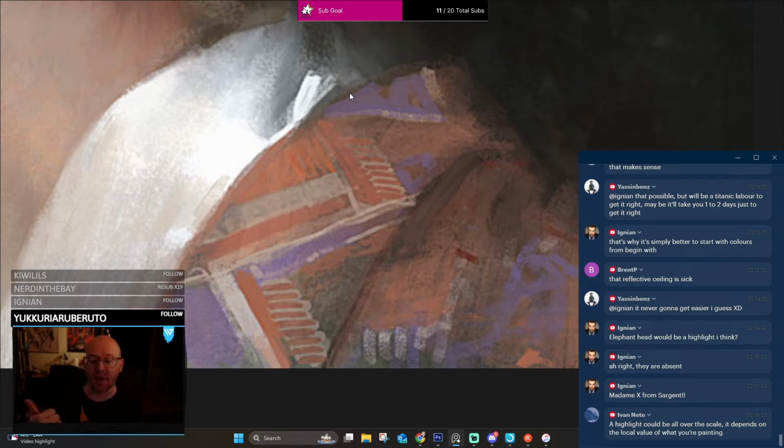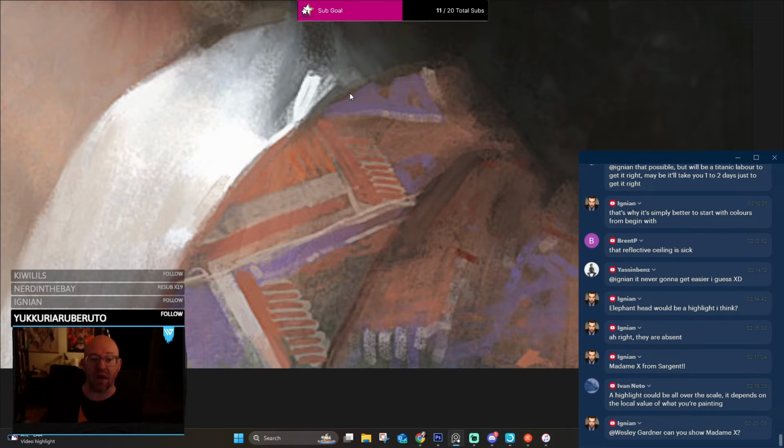Exactly. And the intensity of the light source, and the material it's made of, and none of this is easy. This is not easy. This is why this stuff takes years and years of practice to get really, really strong and good at.